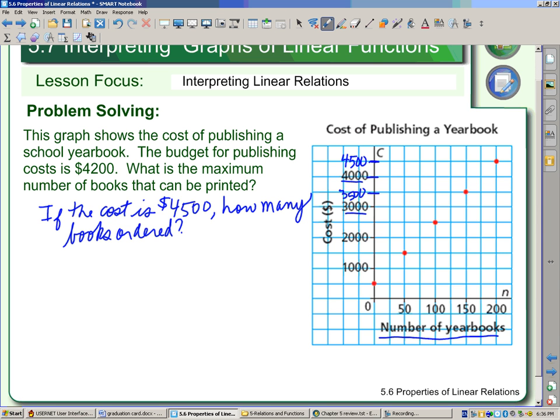Does it make sense that our points are not connected? Yeah, in a way, like we can't have half of a book. So it's not a continuous graph. Are there more points than are shown here? Yes. So we're going to be doing some estimating. This particular one at 4,500 is going to go across. I have a point. I read the point down, and it says 200 books. So if I'm going to have a cost of 4,500, how many books were ordered? 200 books.